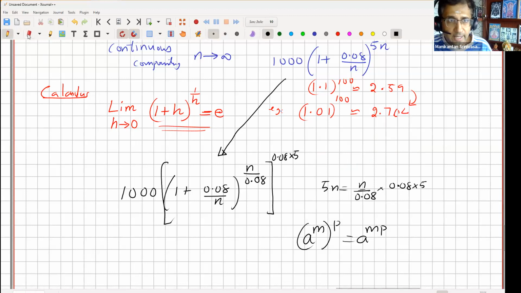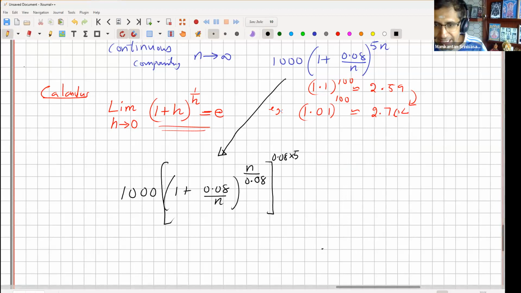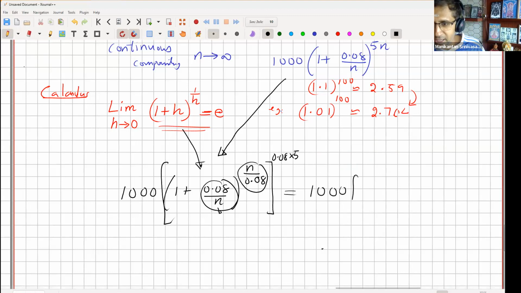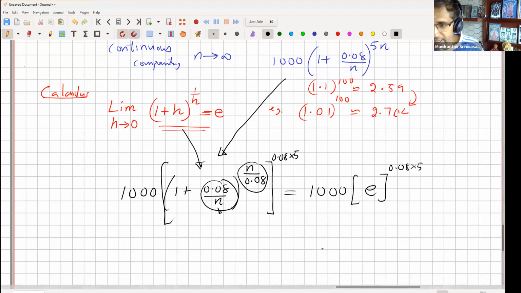Okay. Now, Sarah, this expression in the big bracket is my E. Do you see that? Because my N is a zillion now, because I'm compounding every microsecond. So this is similar to this 1 plus h power 1 by h. My h is my 0.08 by n. My 1 by h is n by 0.08. So what I have in this big bracket is now E. So it is 1000 times e power this 0.08 into 5, or more generally, it's p times e power RT.